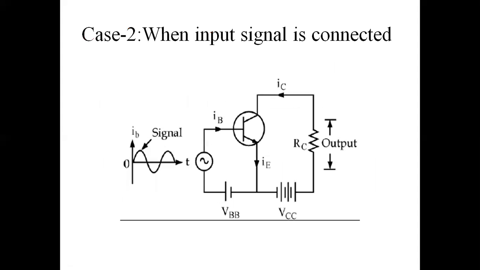And second case, when the input signal is connected. When the signal is connected, see here, this input signal is sinusoidal in nature, which is connected to the base of the transistor. As the input signal source is connected to the input circuit, when the signal is superimposed on the DC base voltage, that is VBE, base to emitter voltage, the VBE varies with the time. As a result, the base current also varies with the time.